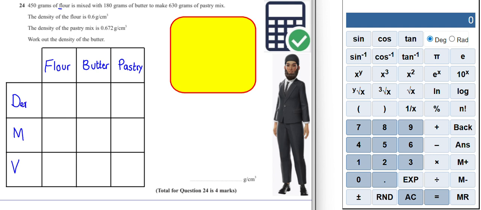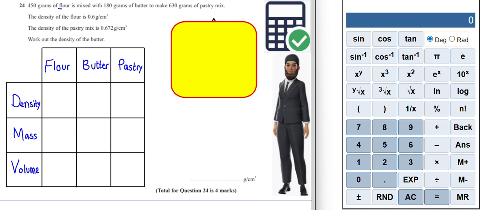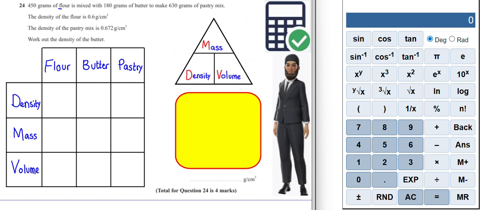So let's write that down. Density equals mass over volume. Now, let's have a quick look at the information they've given us. This is what we're using, density equals mass over volume. What information have they given us? Let's write that down. The density of the flour is 0.6 grams per centimeter cubed. So that's the density of the flour, that's 0.6. Let's write that down. And then the density of the pastry is 0.672.